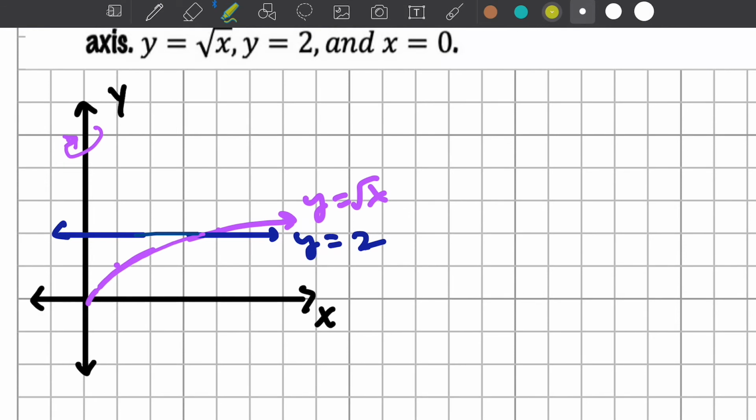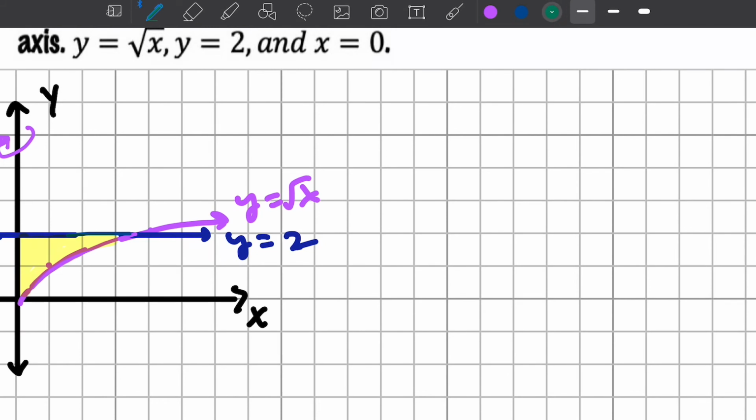The region is supposed to be bounded by the curve, y equals 2, and x equals 0 is just the y-axis. So let me highlight it. So there we go.